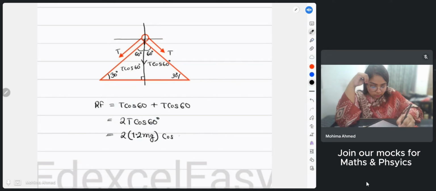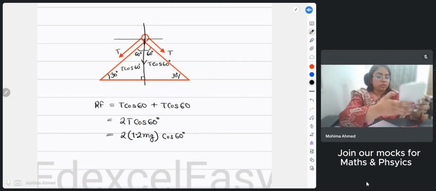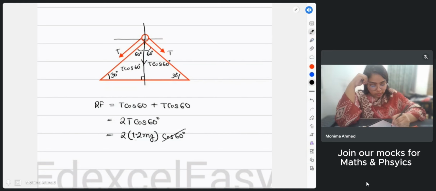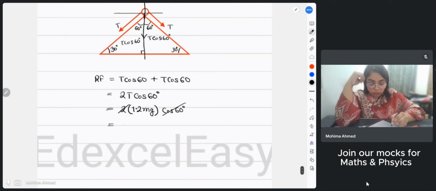I think cos 60 is again half. Cos 60 is, yeah, half. So obviously this cos 60 and 2 get cancelled out, and then the resultant force on the pulley is also 1.2 mg. Another thing is that they were asking you to find out the direction.